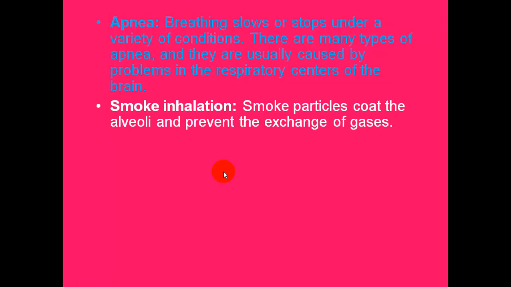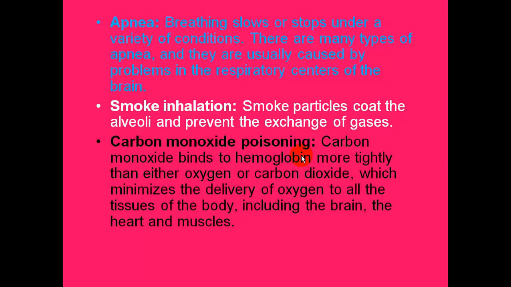Next one is apnea. Breathing will slow or stop under a variety of conditions. There are many types of apnea, and they're usually caused by problems in the respiratory centers of the brain. Smoke inhalation. Smoke particles will coat the alveoli, and that coating will prevent the exchange of gases. Carbon monoxide poisoning. Carbon monoxide will bind to hemoglobin more than oxygen or carbon dioxide, and so obviously that minimizes the delivery of oxygen to the tissues of the body, including the brain, the heart, and the muscles.